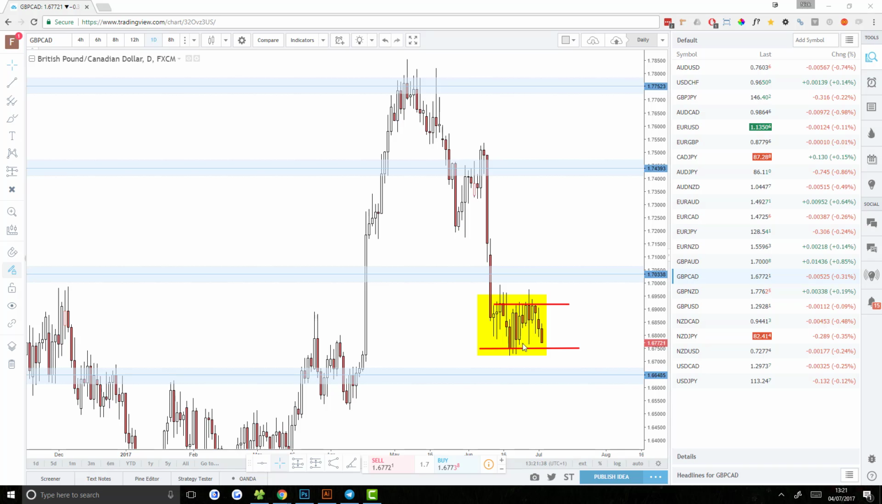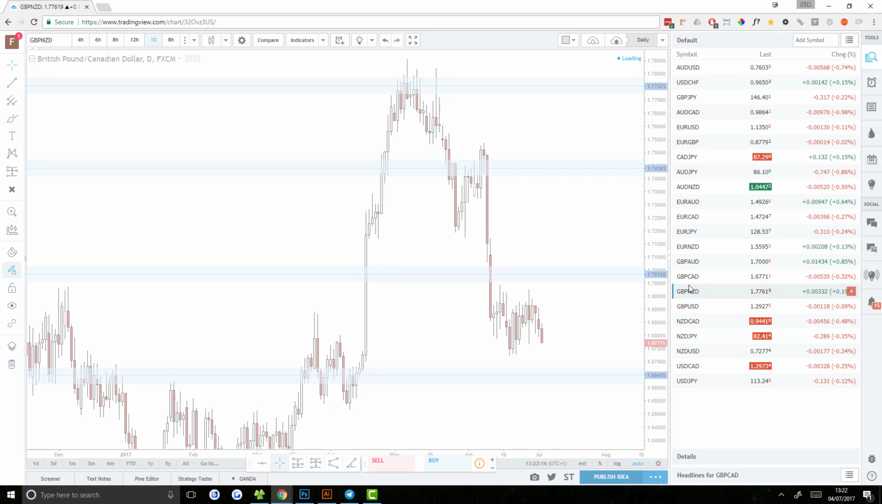And the problem with a range break with this, in my opinion, is that we have support down here. So if it breaks out from here, it's going to go straight into the support. If it breaks out from there, it's going to go straight into resistance. So I'm not too convinced by doing range breaks, especially not in this area. But most importantly, I don't trade range breaks, so it doesn't really matter.